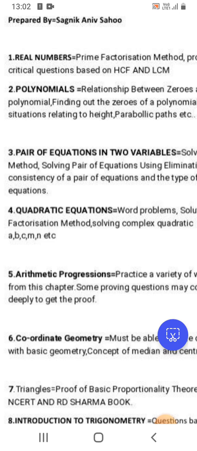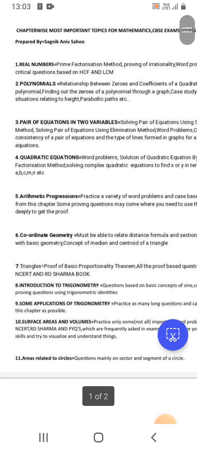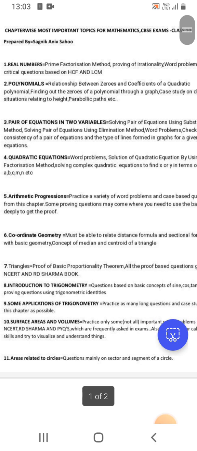Then pair of equations in two variables. In pair of equations in two variables, you have solving pair of equations using substitution method, solving pair of equations using elimination method. Another method is also there, the cross multiplication method. But in the last academic session, the cross multiplication method was deleted from the syllabus. So we need to wait till the updated syllabus comes for the 2024-25 academic session.